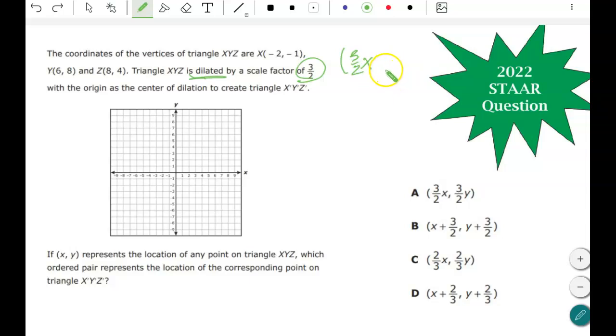You multiply the x and the y value by whatever the scale factor is. By the way, this should be a y. Sorry, this would be an enlargement. The figure would be larger because it's a number greater than 1. All right, so it looks like A is the correct answer there.